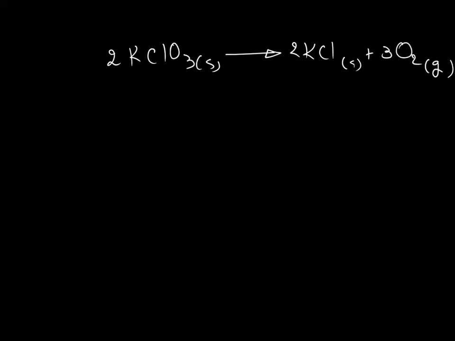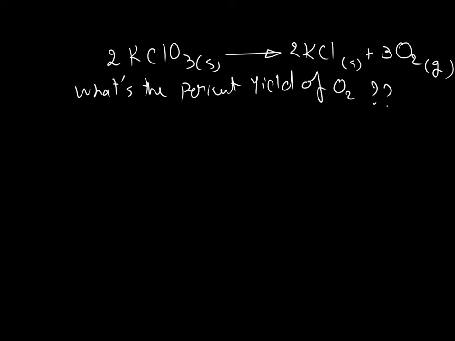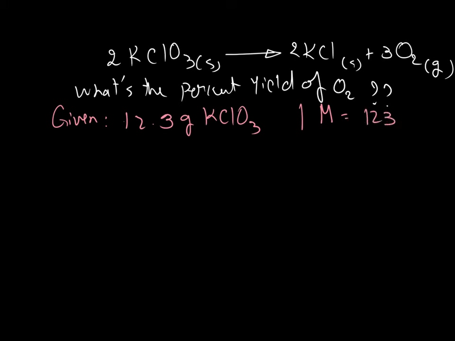I have an example for you. You can find it also in the revision guide. 2KClO3 dissociates giving 2KCl plus 3O2. What is the percent yield? You are given 12.3 grams of KClO3, and you are given the molar mass of KClO3, 123. And you are given the mass of oxygen produced, 3.2 grams. You are given also the molar mass of oxygen, 32.